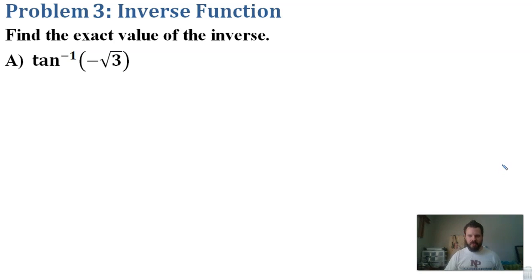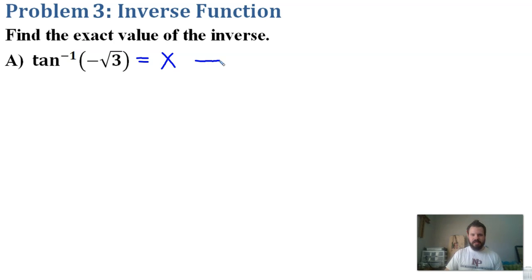All right, so after all that, let's jump into the problems finally. Okay, a lot going on in the background, but these problems actually aren't that bad. Problem 3, part A says, find the exact value of the inverse. Okay, figure out what tangent inverse of -√3 is equal to. Well, to do that, we're basically going to turn this into a trig equation. So let's say that tangent inverse of -√3 is equal to some number x that we're trying to find.